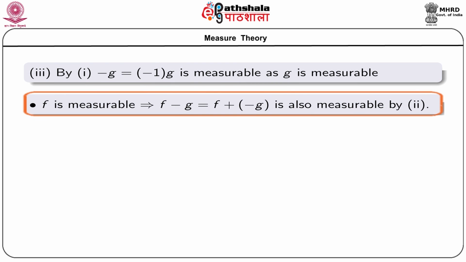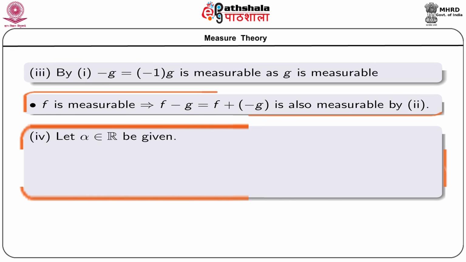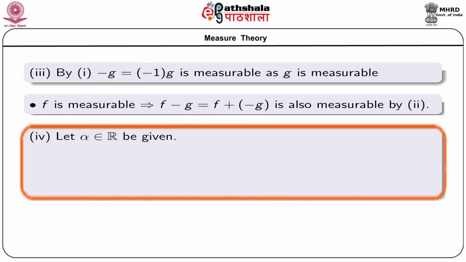Now, if f is measurable, g is already measurable. This implies that if we consider the difference function f minus g, we can write f minus g as f plus minus g, and so this is also measurable by our assertion 2. Next, let alpha belonging to R be given.